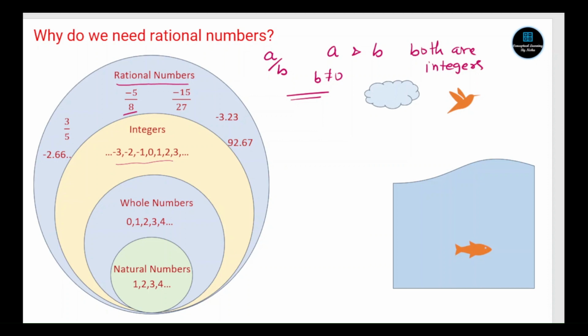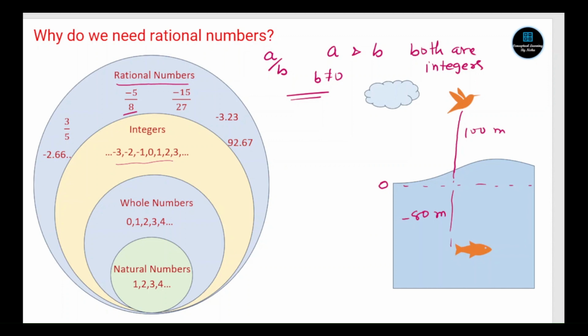Now why do we need this? Let's say here one example is given. A bird is flying in the sky, a fish is swimming in the water, alright? Let's say this is the sea level. We already learned in the integer chapter that this is 0. Let's say the height of the bird is 100 meters as of now. If I talk about the depth of this fish, let's say it is 80 meters below the sea level. So we can represent this as a negative number, correct?